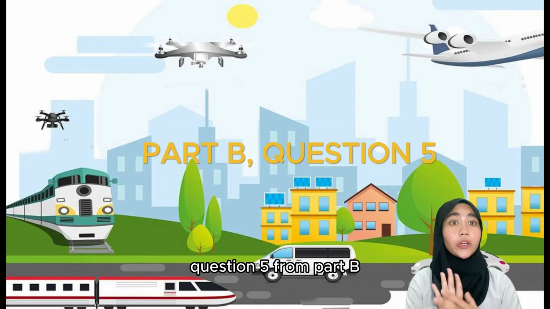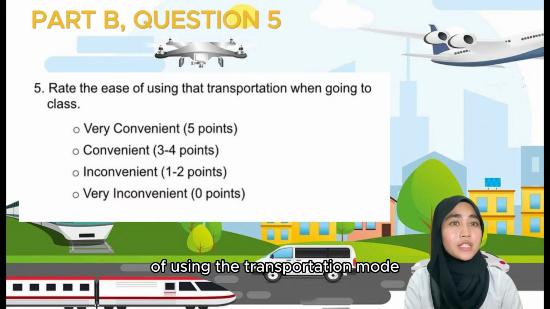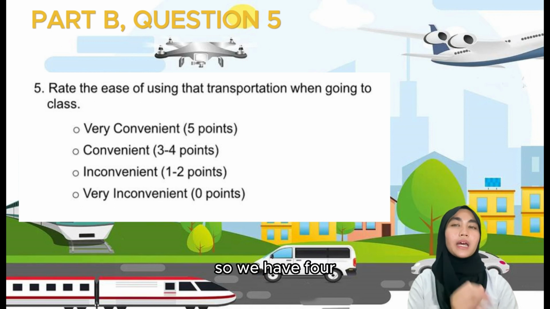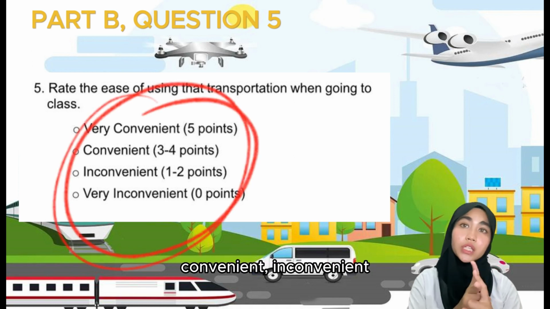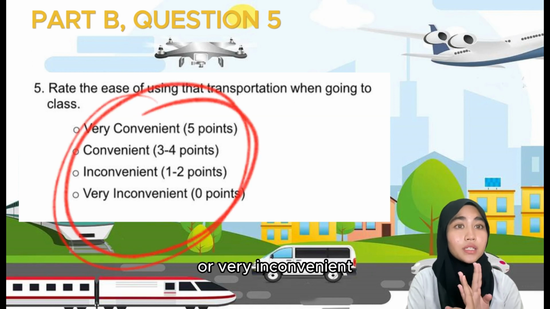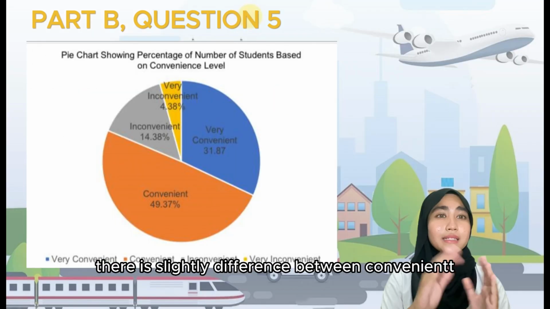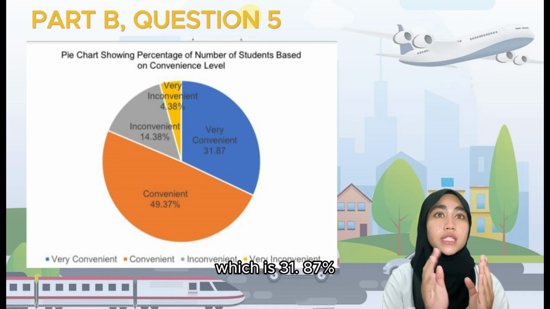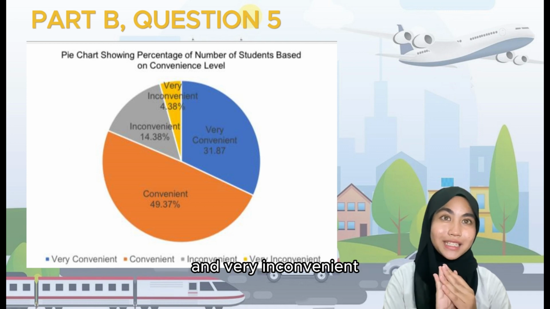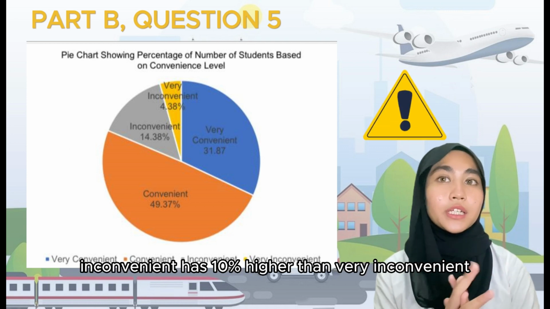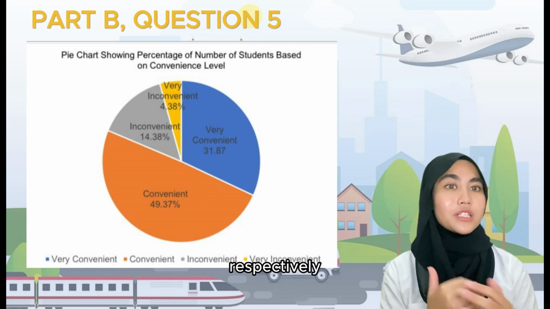Last but not least, question 5 from part B is the last qualitative data. We ask about the convenience level of using the transportation mode. We have 4 convenience levels: very convenient, convenient, inconvenient, and very inconvenient. The frequency for convenient is higher than very convenient, which is 31.88%, and the remaining balance is for inconvenient and very inconvenient. Inconvenient is 10% higher than very inconvenient, which are 14.38% and 4.38% respectively.